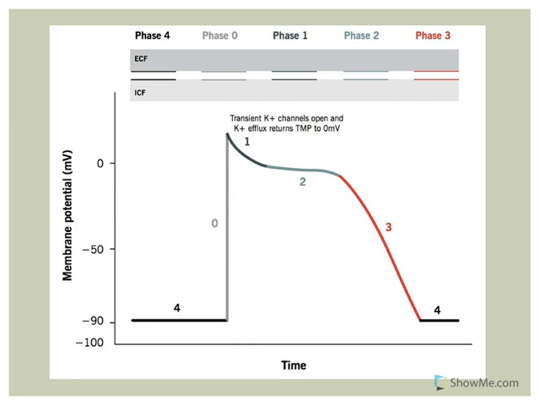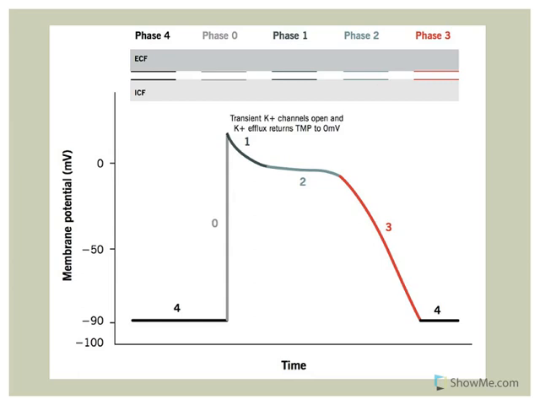This looks different from what you've seen before. It looks different from that SA node. It looks different from when we looked at nerves. It looks different from what you saw in skeletal muscle. So this is a fast response action potential that we see in ventricular muscle. Let's go through some of the steps. What's involved? What do you see with these phases?